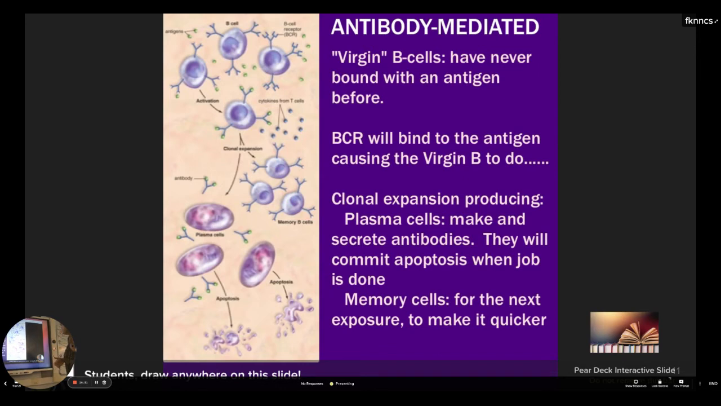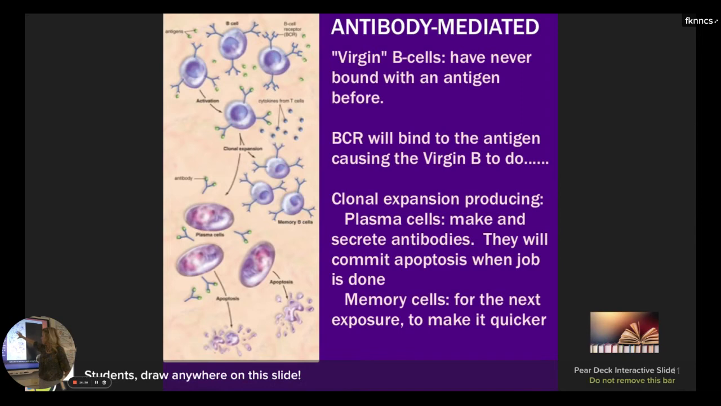So here's your B cell, and this is showing you that virgin B cell. It has to come in contact with the pathogen, and it will then make a clone army of cells that secrete antibodies. What's the name of the cell that secretes antibodies?